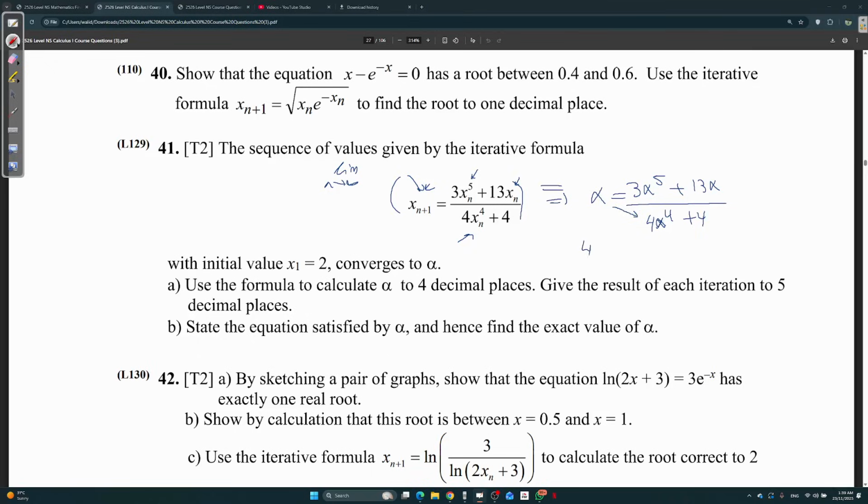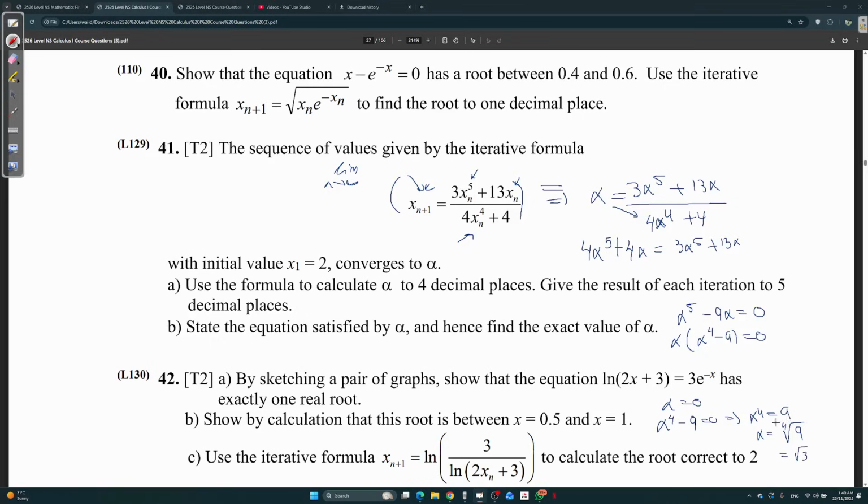Anyways, you just cross multiply and find an expression for alpha. Cross multiply, you're going to get 4 alpha^5 plus 4 alpha equals 3 alpha^5 plus 13 alpha. Move everything to one side, you get alpha^5 minus 9 alpha equals 0. Factor out an alpha: alpha(alpha^4 minus 9) equals 0. So you get two solutions: alpha equals 0 or alpha^4 minus 9 equals 0. This leads to alpha^4 equals 9, so alpha equals the 4th root of 9, which is actually radical 3.